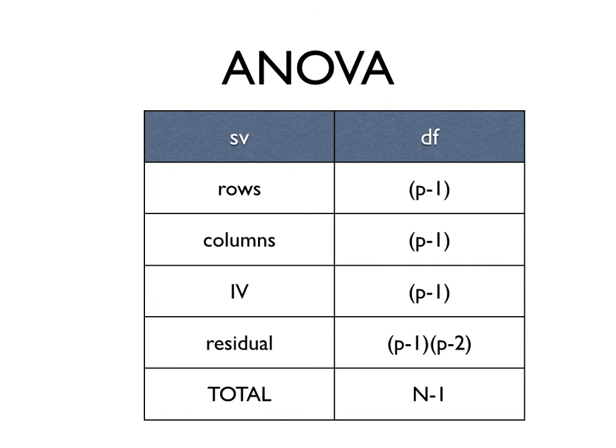I can give you a simple answer. Is that a dumb question? No, it's not. No, it really isn't. If we add this and this up, so rows, columns, and IV, so P minus 1, P minus 1, P minus 1, we get 3P minus 3. You see that, right? Okay.